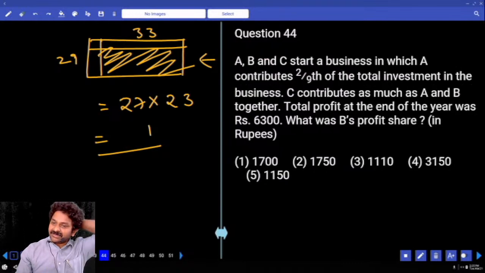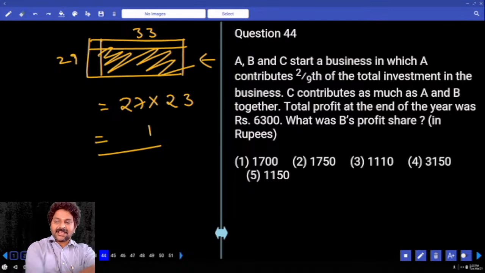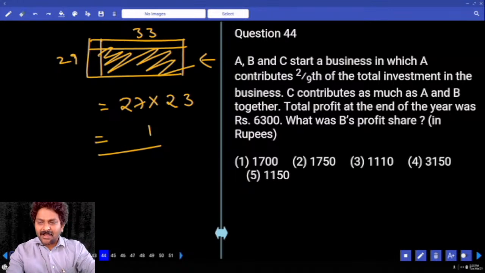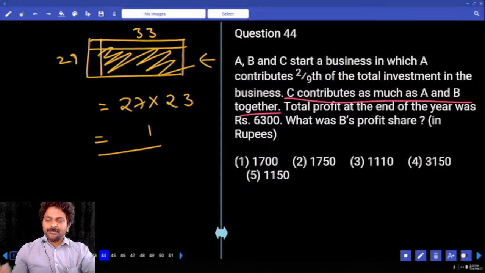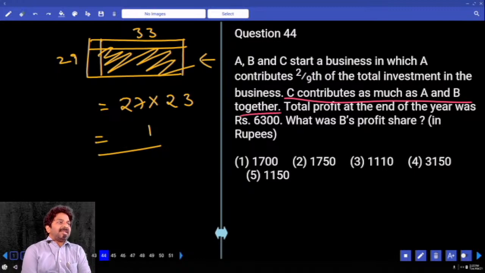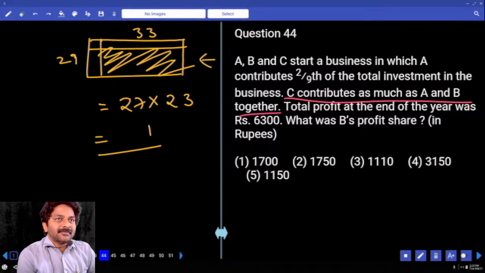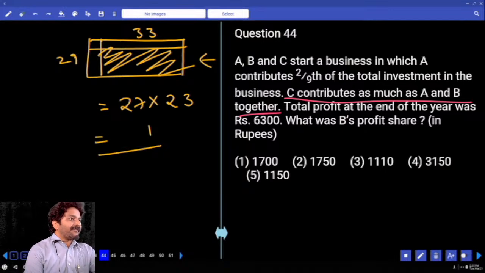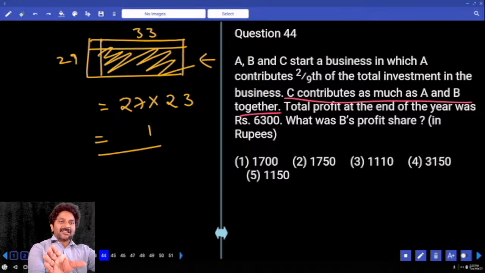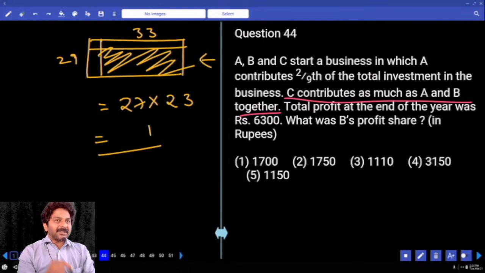A, B, C start a business in which A contributes 2/9 of the total investment in the business. C contributes as much as A and B together. Remember this well. What conclusion can we draw from C contributes as much as AB together? C invests half. Whatever A and B get together, C must get the same. So half of the total goes to A and B together, half to C. Only then is that condition satisfied. Right? So do remember this condition.